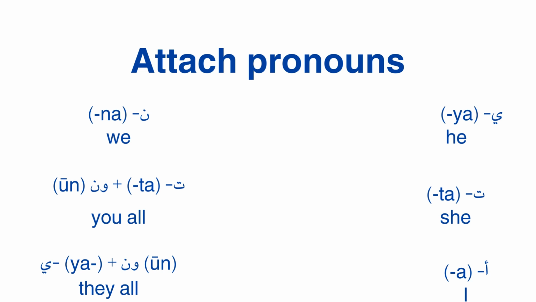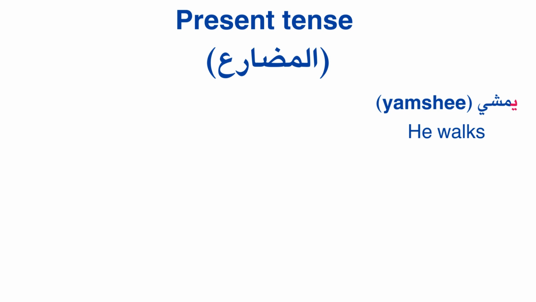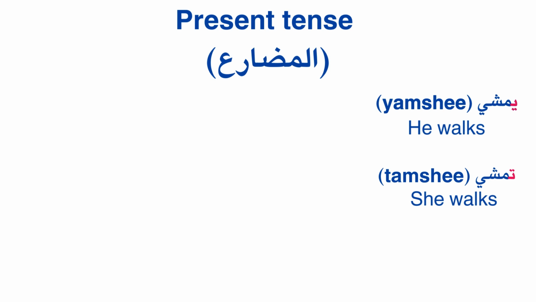Let's get started. Present tense, al-mudari. Yamshi, he walks. The ya attached in the verb in the beginning in present tense shows it's a male. He walks. Tamshi, she walks. Ta in the beginning shows she walks.